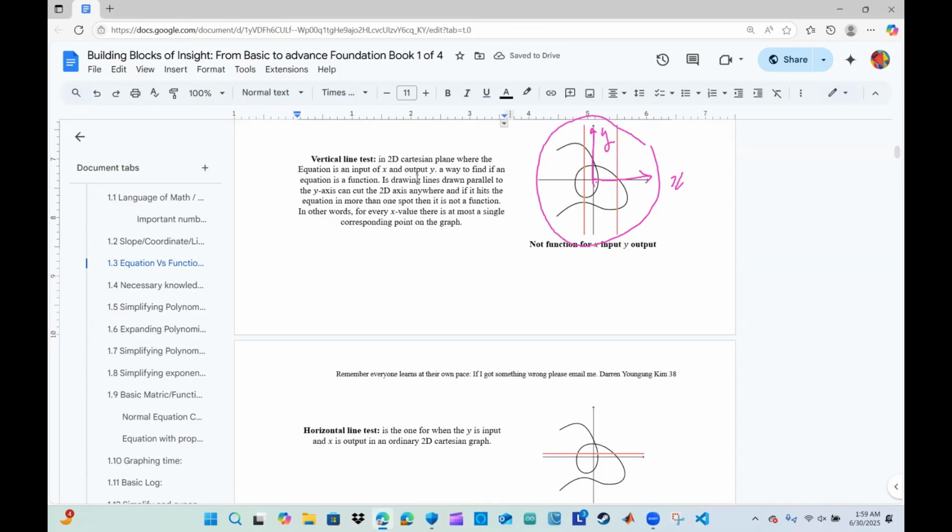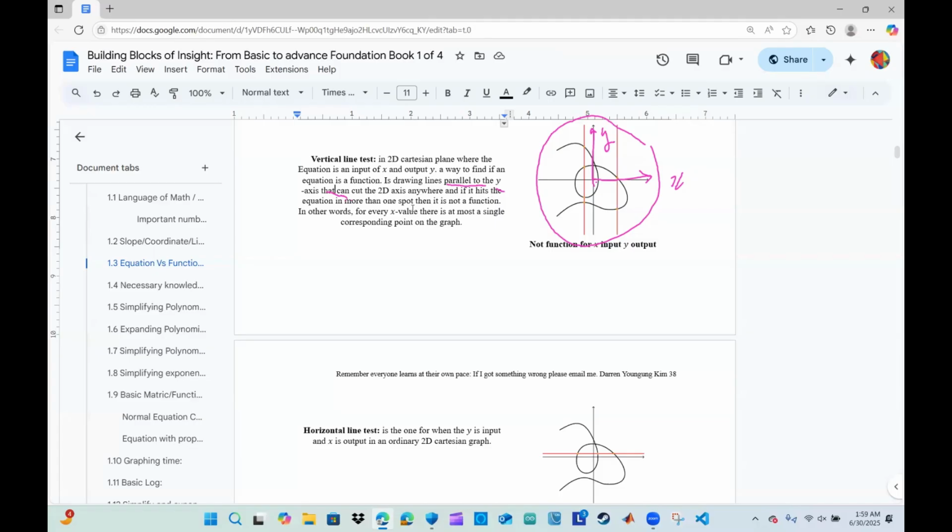It's drawing lines. What's my grammar on? What the hell? What did I type here? Parallel to the y-axis. This is why I don't do it late at night.